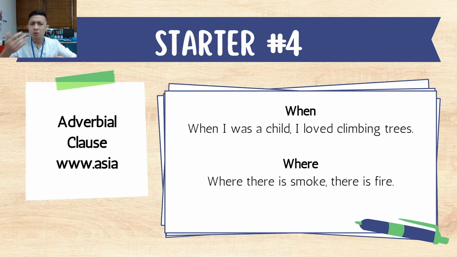Right? So as we go through some of these things, you can start with the when. When I was a child, I loved climbing trees, focusing on the time. Where there is smoke, there is fire. We know this, but again, using the context of location, the context of place. In this case, it's just interesting to use as well to start the sentence. Where there is smoke, there is fire.